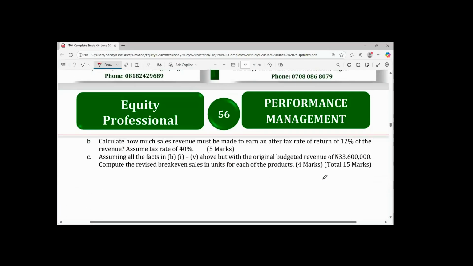Then requirement B, calculate how much sales revenue must be made to earn an after-tax rate of return of 12% of the revenue. Assume tax rates of 40%. C, assuming all the facts in B1 to 5 above, with the original budgeted revenue of 33,600,000 naira, compute the revised break-even sales in unit for each of the products. So that is the question.